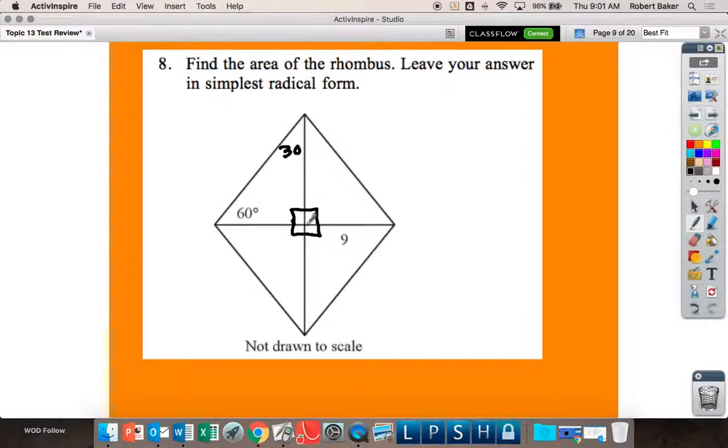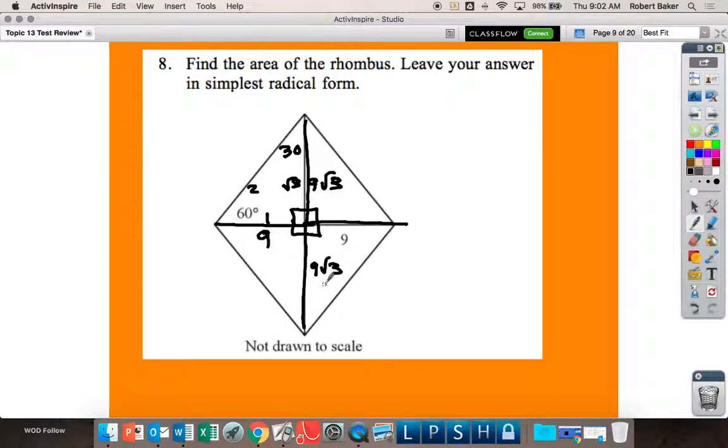So if this piece is 9 units long, this piece has to be 9 units long. That creates a special right triangle, a 30, 60, 90 right triangle. This is our 1 side, this is our 2 side, and this is our square root of 3 side. To get from 1 to the square root of 3, you multiply by the square root of 3. That means the length of the other half of the diagonal is 9 square roots of 3. If this length is 9 square roots of 3, this length is 9 square roots of 3.